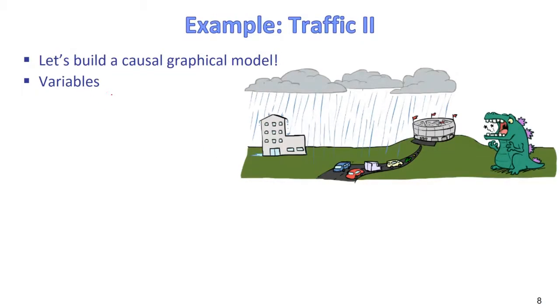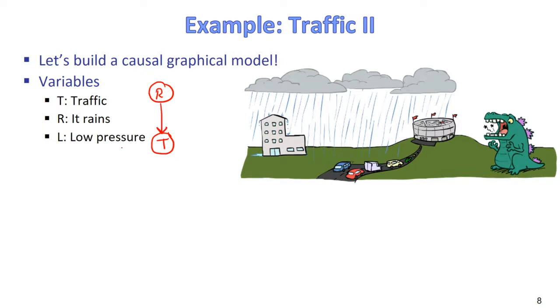So here we have some variables. Let's go through them. The first one is traffic. Okay, so we'll have a node for traffic. That's a bit more complicated than the previous one. Then we have rain, and I think we agree that rain causes traffic. Then we have low pressure. From physics, you know that low pressure can lead to rain, right? So I can say that L causes rain.